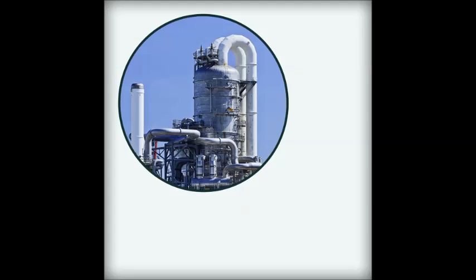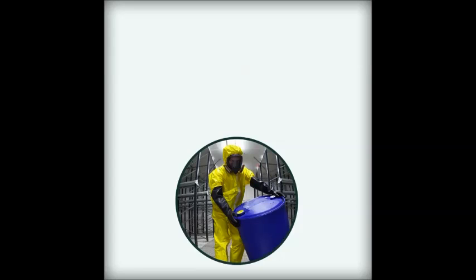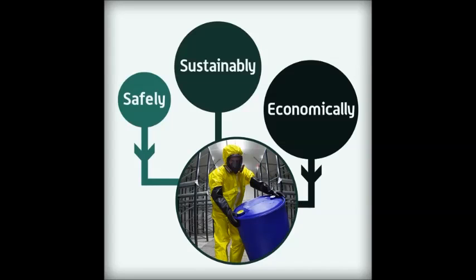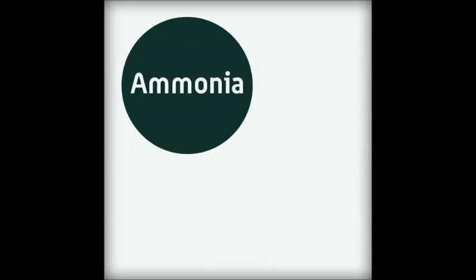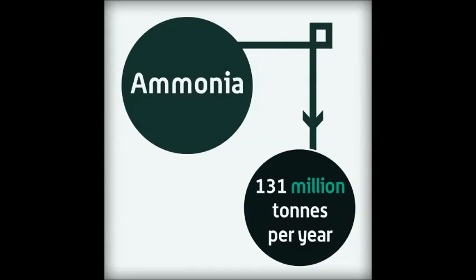Making a chemical by a large-scale industrial process is very different to making it in a lab. Many aspects must be considered to produce the chemical safely, sustainably, and economically. Ammonia is an important industrial chemical. It's produced at a rate of 131 million metric tonnes a year.